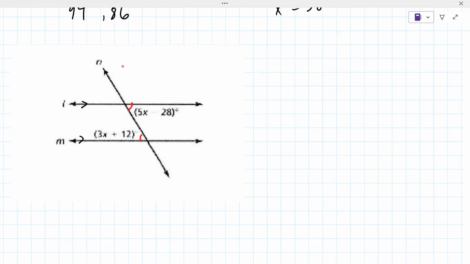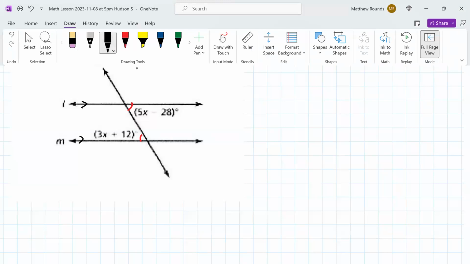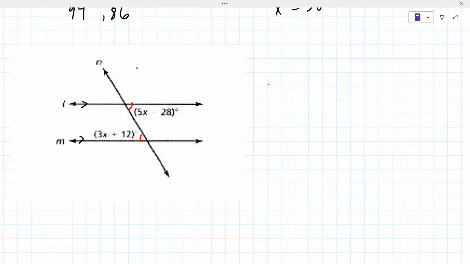Okay. So do you want me to solve that? Well, I want you to tell me why they're congruent or why they add up to 180. Like what kind of angles are these? What's the name of the red angles? Alternate interior angles on the same side of the transversal. Yes. So are these congruent or do they add up to something? They're congruent. Now, I believe this is a minus here. It's very hard to see. So it's 5x minus 28 equals 3x plus 12.